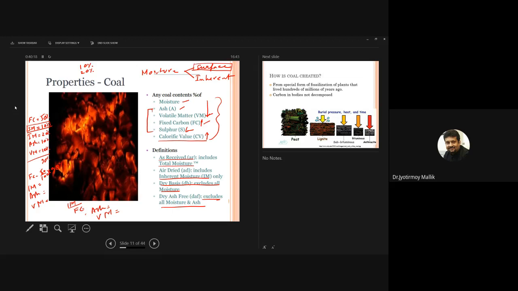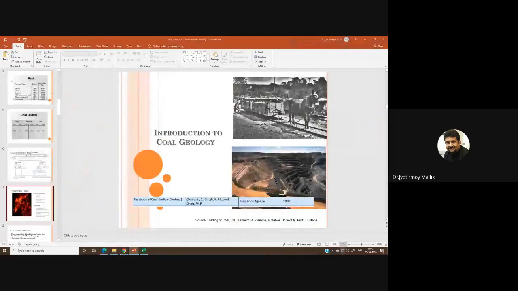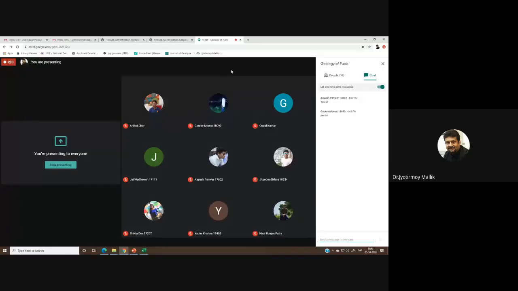Okay. Let me see if we have any questions so far. Was this point clear for you? How they are expressed? Everyone? Can someone just tell me, was it clear how this dry ash free, volatile matter free, and moisture free things are essentially expressed? Good.